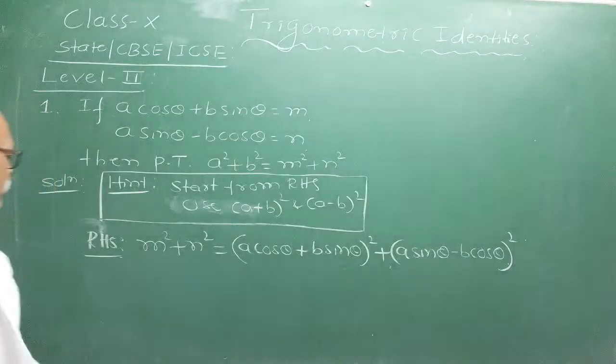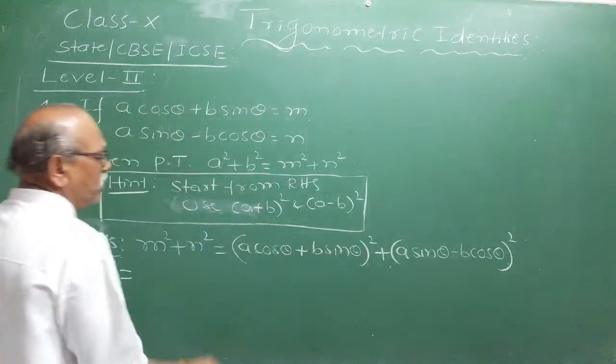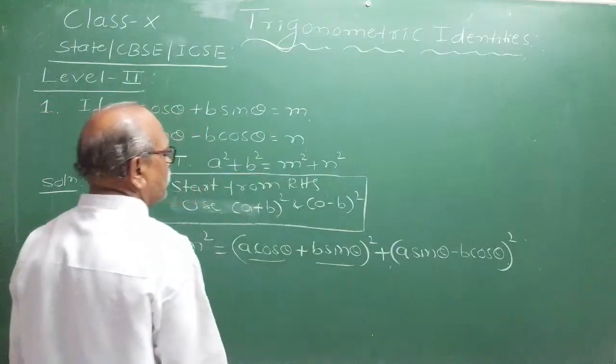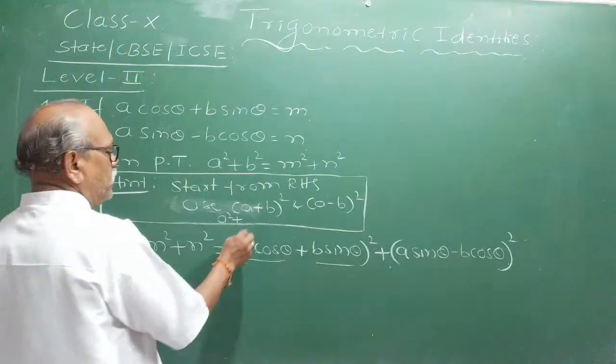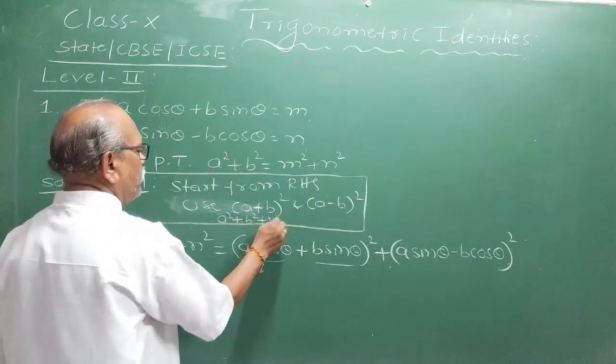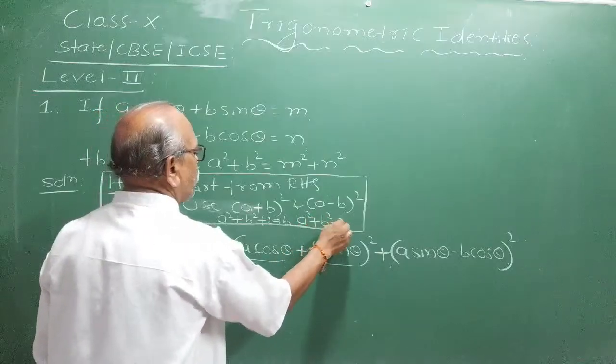Now you expand it by using A plus B whole square. What is A plus B whole square? You remember, A square plus B square plus 2AB, and A minus B whole square is A square plus B square minus 2AB.